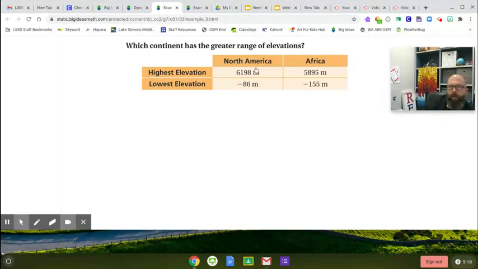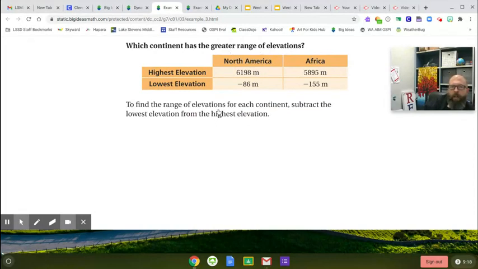So we have highest elevation in North America, 6,198. The highest in Africa, 5,895. The lowest, -86 and -155. So which continent has the greater range of elevation? So here's what we do. We find the range of elevations for each continent, subtract the lowest elevation from the highest. So we're going to subtract here.